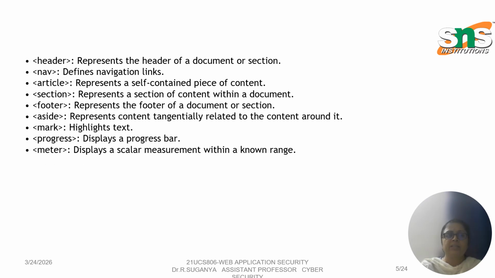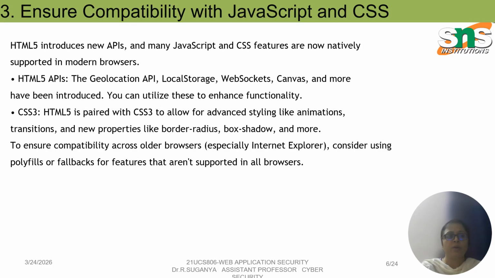Next is header, to represent the header of a document or section, and nav defines navigation links. So these are all the tags we have to use if we want to migrate from one HTML to another. Article represents a self-contained piece of content. Section represents a section of content within a document. Footer represents the footer of a document. Aside represents content tangentially related to the content around it. Mark highlights text. Progress displays a progress bar. Meter displays a scalar measurement within a known range.